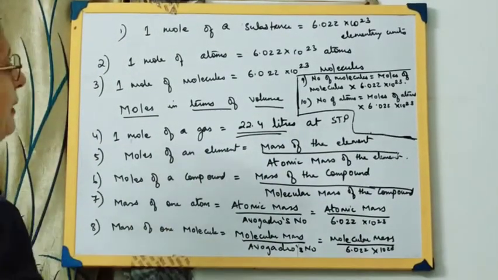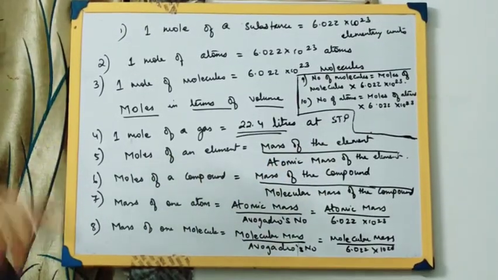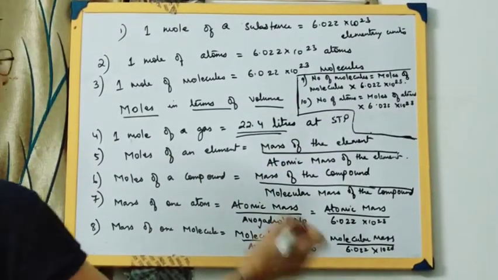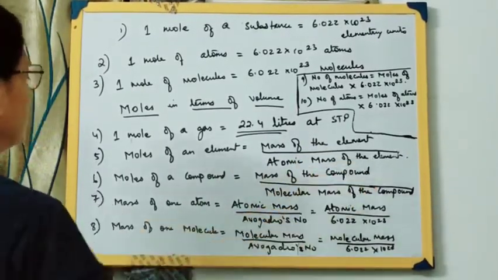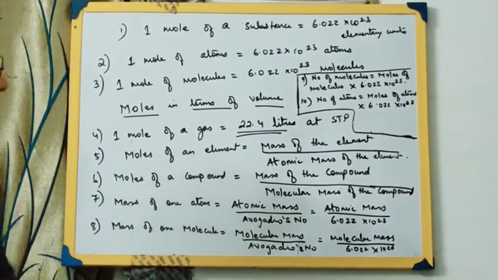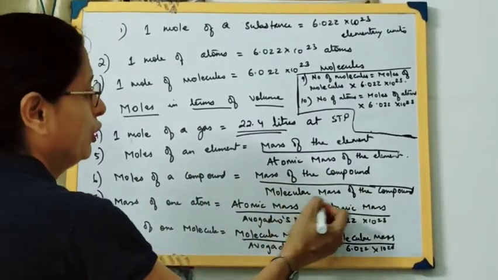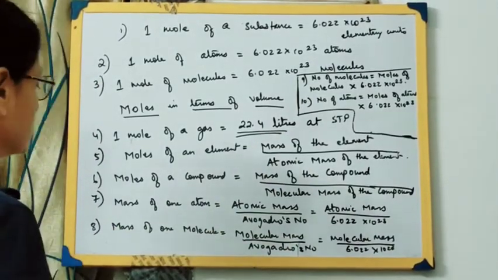Then moles of an element is what? If you want to find out the moles of an element in a numerical, that will be mass of the element upon atomic mass of the element. Similarly, moles of the compound will be what? Mass of the compound upon molecular mass of the compound. And here, instead of atomic mass, we are taking molecular mass of the compound.